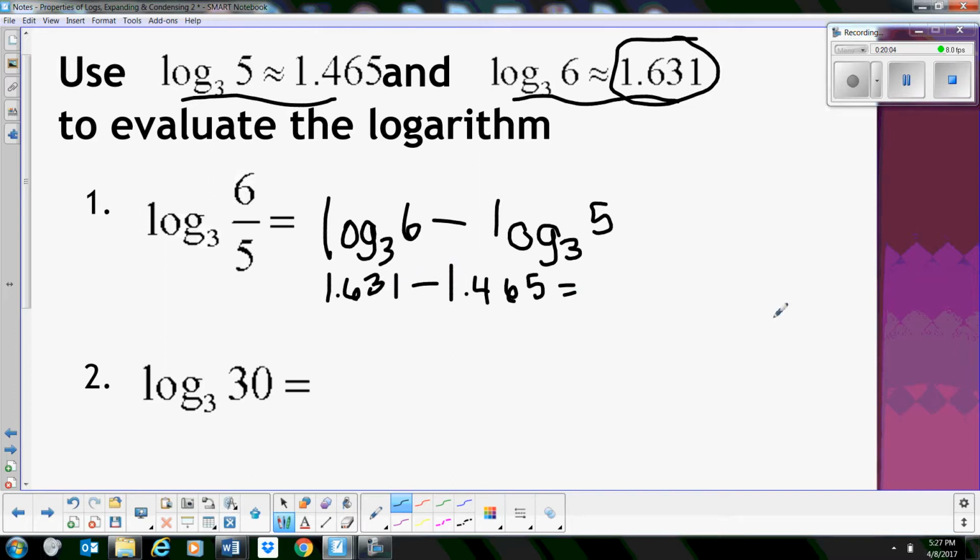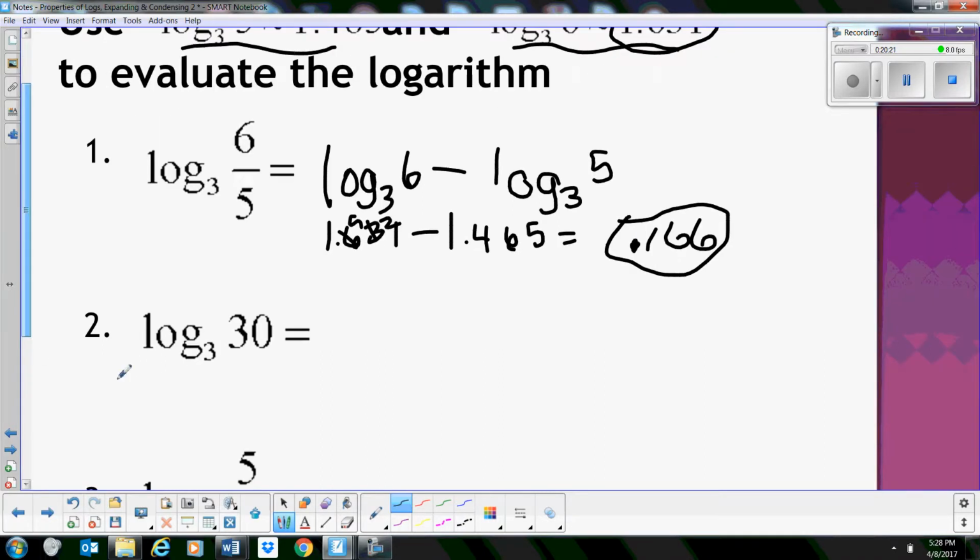So let's see, that's 11 minus 5 is 6. We borrowed from here, so that's 12 minus 6 is 6. We borrowed from here, and that's 5 now. 5 minus 3, 1, so it's 0.166, and there's that value.